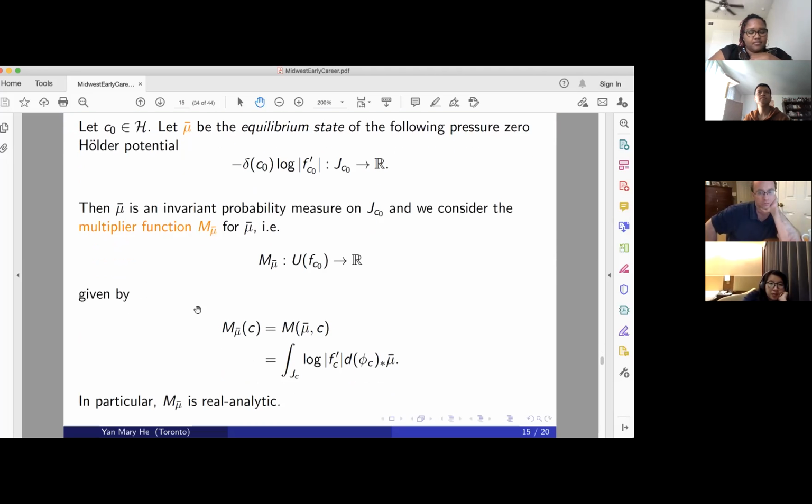Here, just for convenience, I wrote down the definition of the multiplier function m sub mu. m sub mu of c equals this integral. This is basically the push forward of the equilibrium state, and we integrate the geometric potential against the pushed forward measure. And in particular, this multiplier function is real analytic.